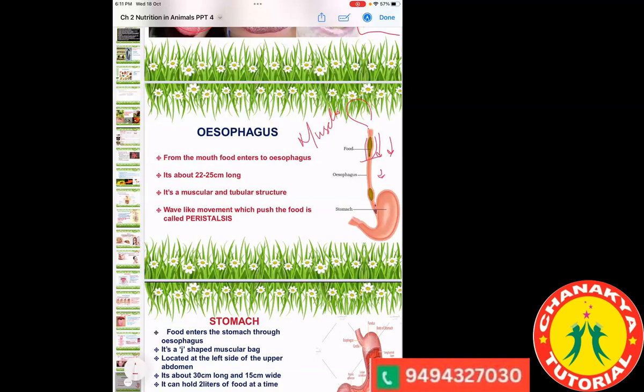So from the mouth, the food goes to the next part called the esophagus. It is about 22 to 25 centimeters long. And because this esophagus is made up of muscle, the muscles push the food down to the next part called the stomach.